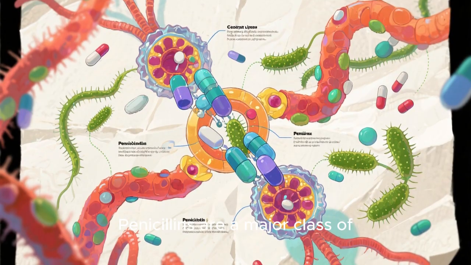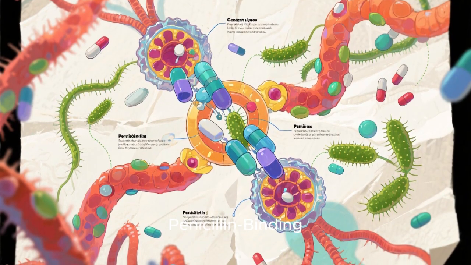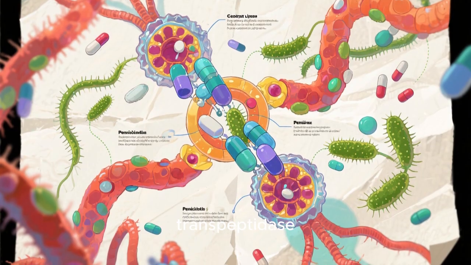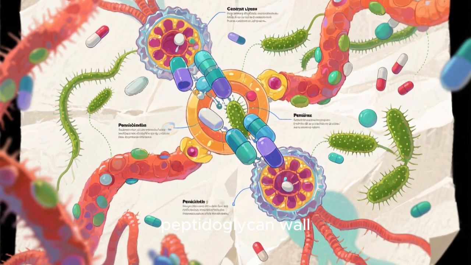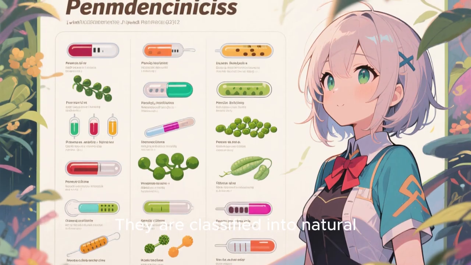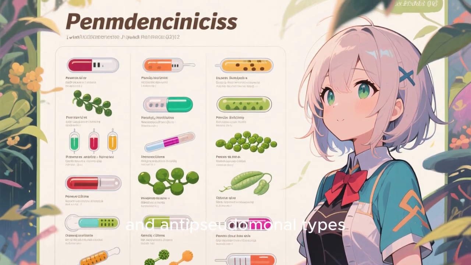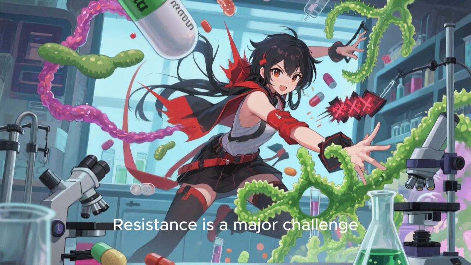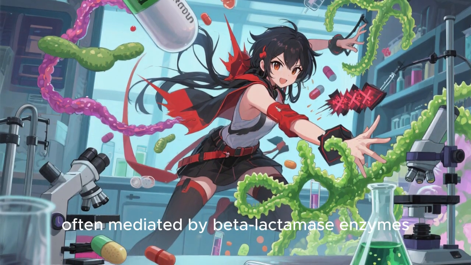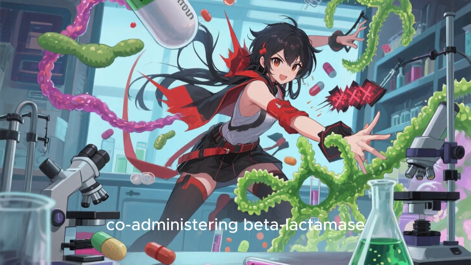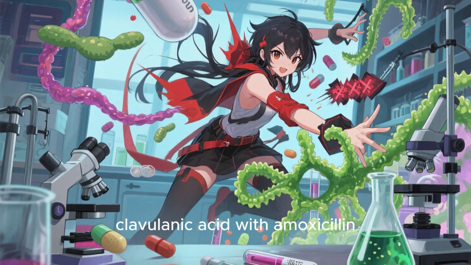Penicillins are a major class of antibiotics that disrupt cell wall synthesis by binding to penicillin-binding proteins and inhibiting transpeptidase, thus preventing the cross-linking of the peptidoglycan wall. They are classified into natural, penicillinase-resistant, extended-spectrum, and anti-pseudomonal types. Resistance is a major challenge, often mediated by beta-lactamase enzymes. This is addressed by co-administering beta-lactamase inhibitors, e.g., clavulanic acid with amoxicillin.